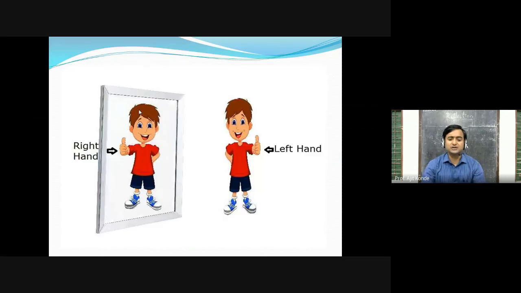Okay, that is the case. Now see this picture. This boy is showing its left thumb, but when you see on the mirror, you can see its right hand. Therefore, this will be basically called lateral inversion. The right thing appears to be left one and left thing appears to be right one. And distance of the object is equal to distance of the image.